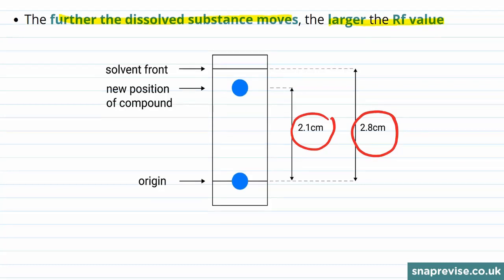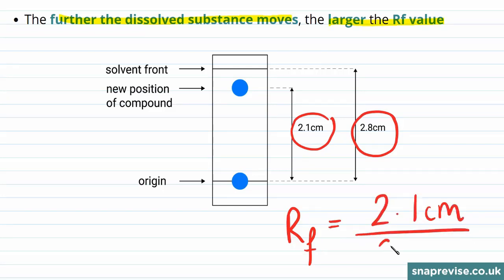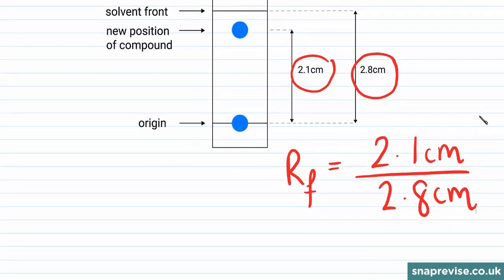In this case, the RF value will therefore be equal to the distance travelled by the dissolved component, which is 2.1 centimetres, divided by the distance travelled by the solvent front, which is 2.8 centimetres. If you put this into a calculator, you can see that the RF value for this component of the mixture is 0.75. There's two important things to note here.